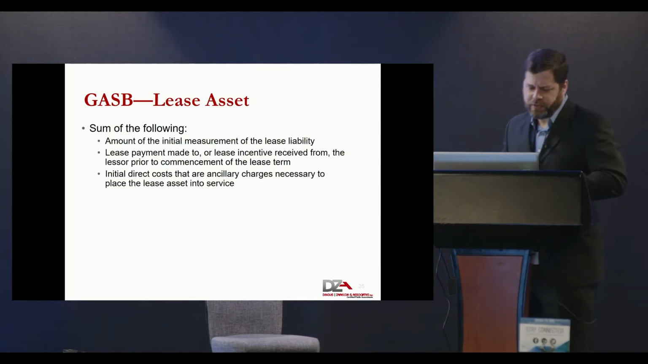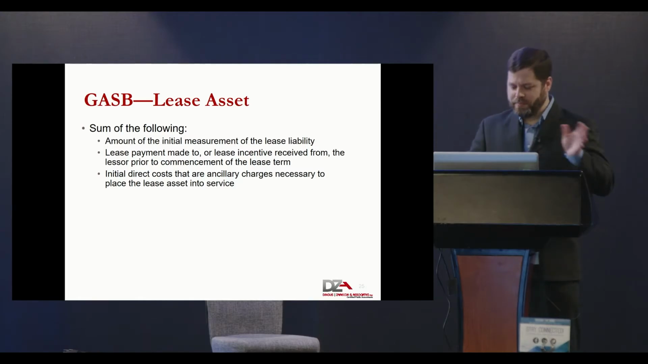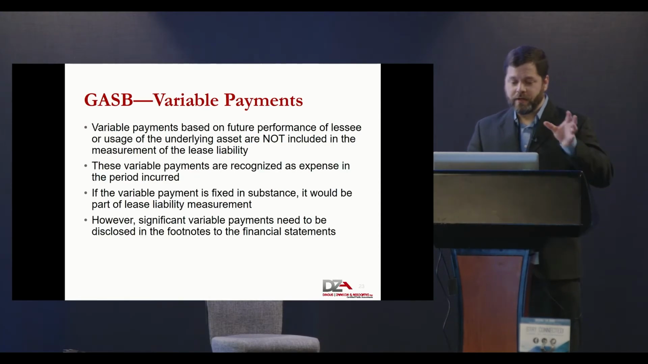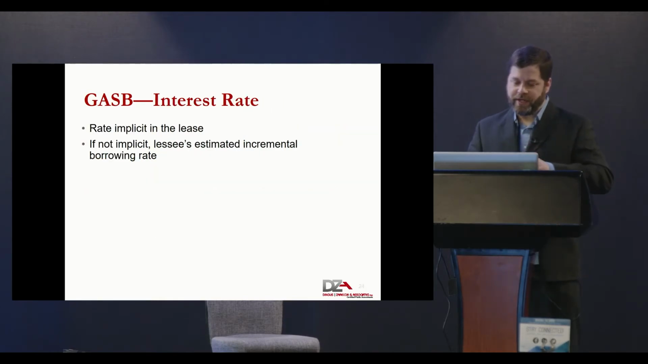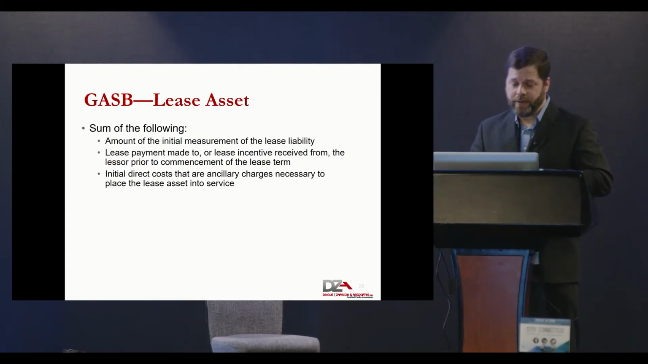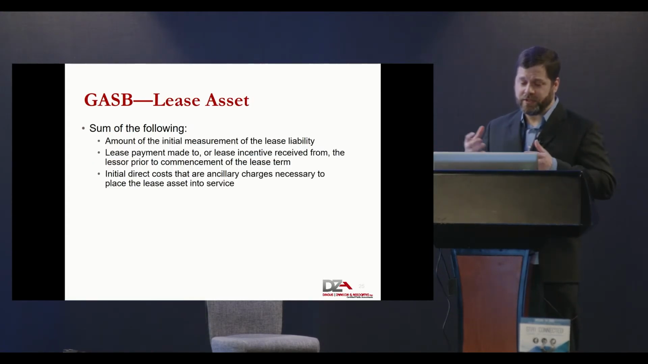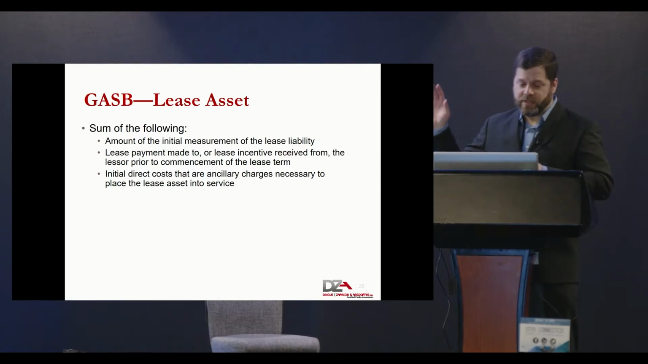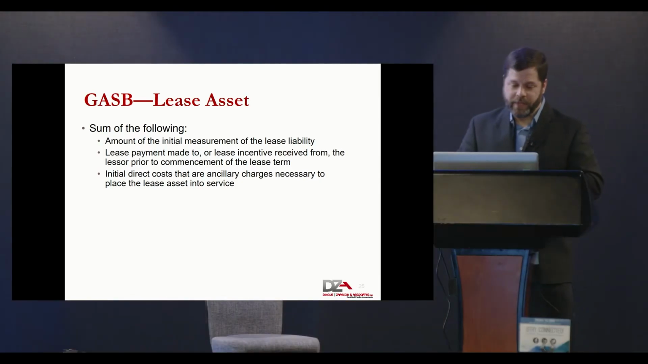I guess we'll get to an example in a minute, but basically all those factors we just went into, figuring out the term, the variable payments, the interest rate. Once you have all that, you can calculate the liability because you have all the pieces to calculate the present value. And the asset is really, as I mentioned, just a derived number. So you take that liability amount, that equals the asset, plus some of these other items.